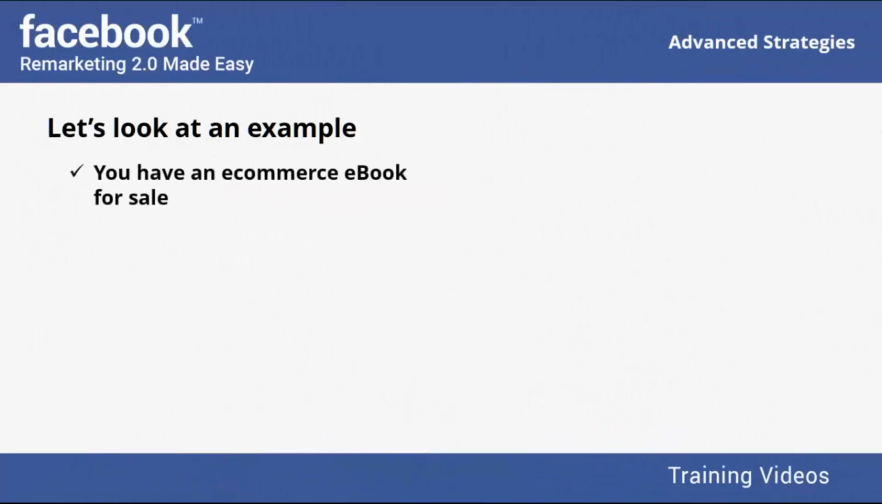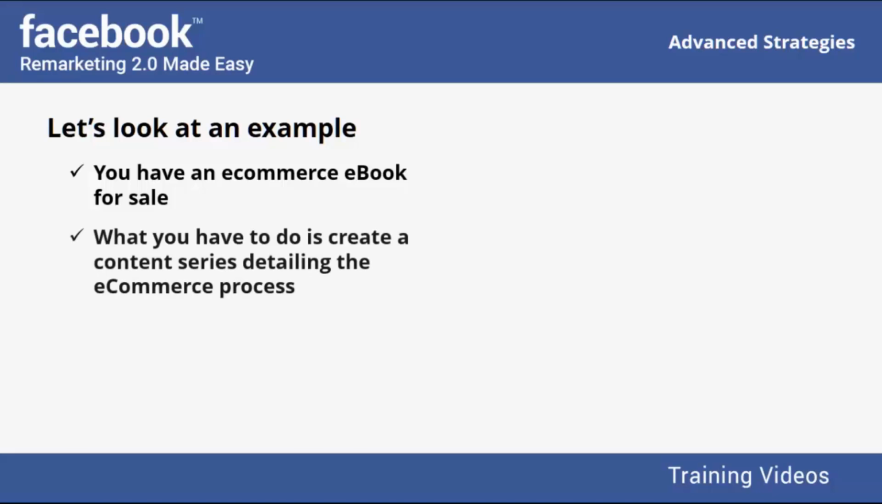You have an e-commerce ebook for sale, and you see that there are people that visit the page for that product on a very regular basis, yet they don't buy it. They don't even opt into your email list to receive updates for the product. What you have to do is create a content series detailing the e-commerce process, just like it is explained in the product.